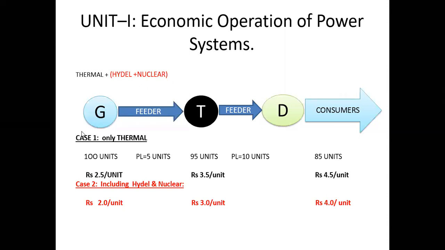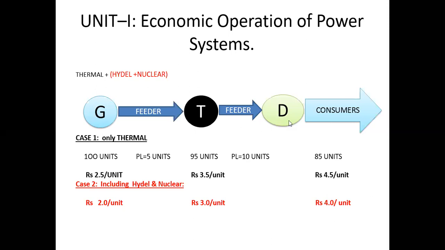For example, let us consider case 1. In case 1, let us assume only a thermal power plant, meaning we are operating only a thermal power plant. Let us assume that by using only the thermal power plant, we are going to generate 100 units. Out of that 100 units, let us assume 5 units come as power loss in the feeder between generator and transmission. The remaining 95 units are present on the transmission side. From the 95 units, again let us assume 10 units as power loss between transmission and distribution.